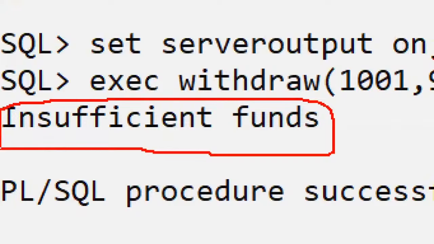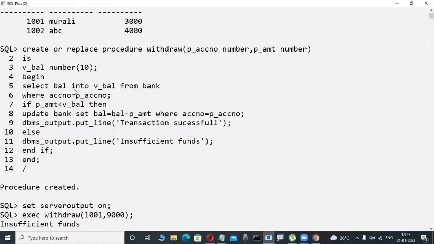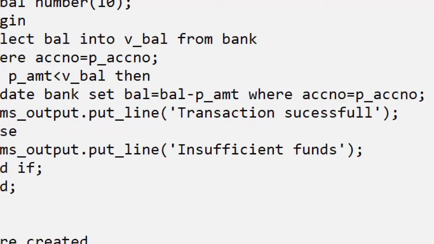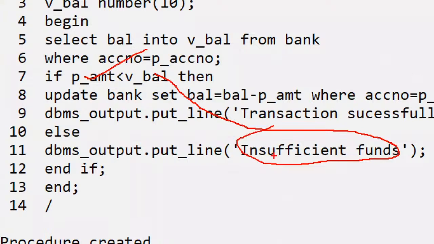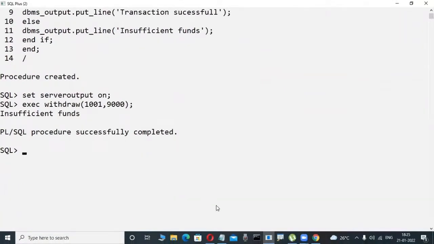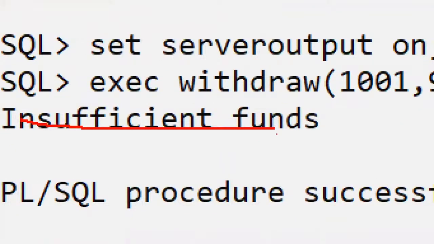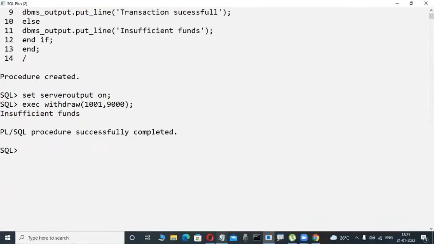How is it possible? This coding is executed, whatever I'm writing is executed. Your amount is more than the available balance. That's why insufficient funds. It will display the message. Yes. Now suppose, for example, observe the logic here: insufficient funds is a message, it will be displayed. Yes. Now check it out.